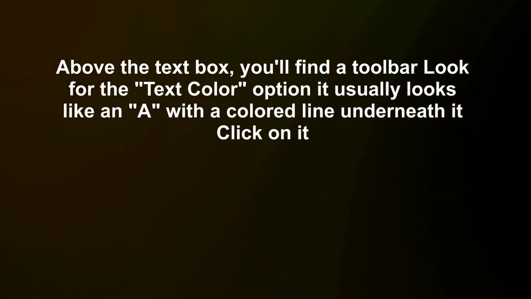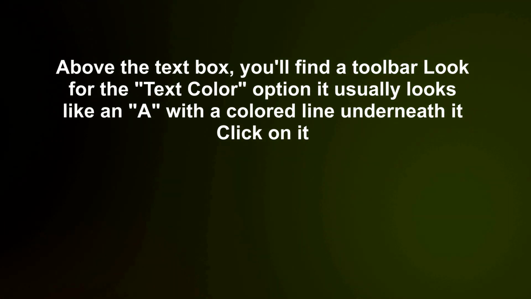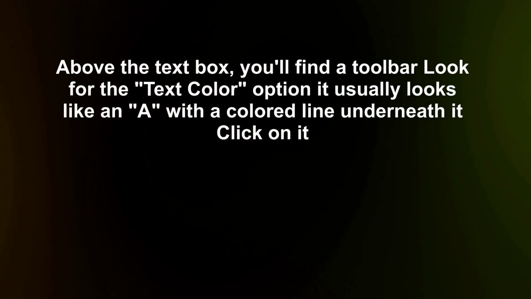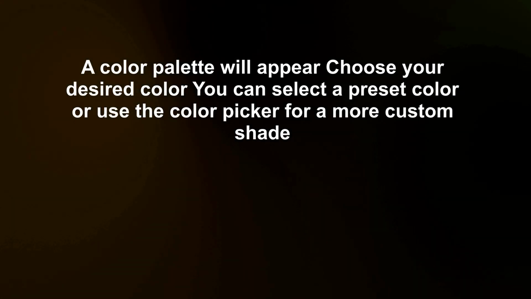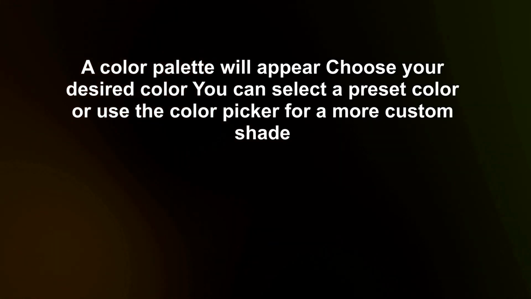Above the text box, you'll find a toolbar. Look for the text color option. It usually looks like an O with a colored line underneath it. Click on it. A color palette will appear. Choose your desired color. You can select a preset color or use the color picker for a more custom shade.